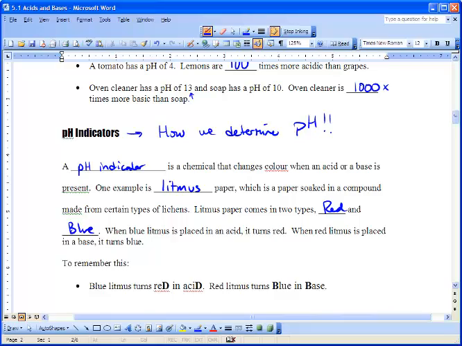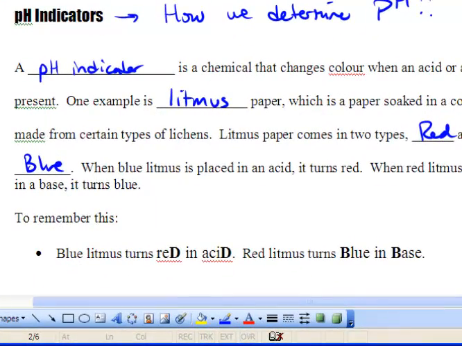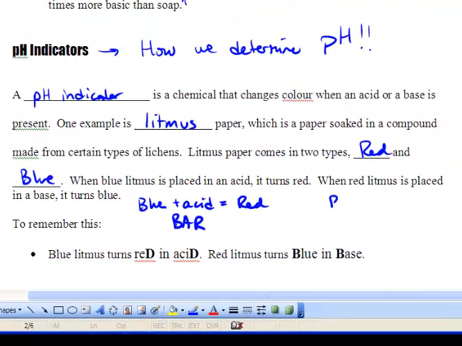When blue litmus paper is placed in an acid, it turns red. When red litmus paper is placed in a base, it turns blue. So this is how I remember. I've got blue plus acid equals red, and we remember that with the acronym BAR. And then if we've got red plus base equals blue, we get RBB. And we'll be testing this out and doing examples in class.